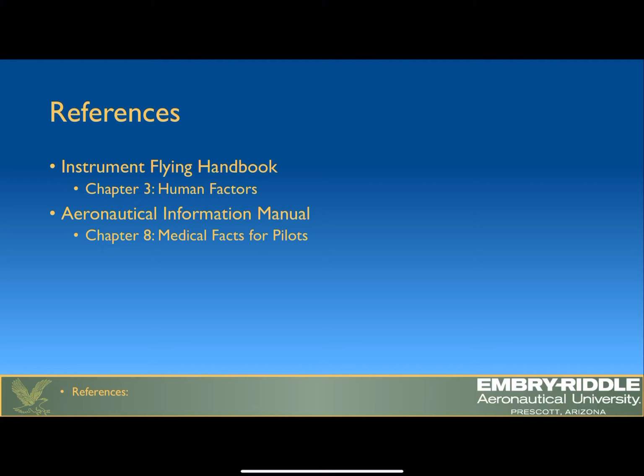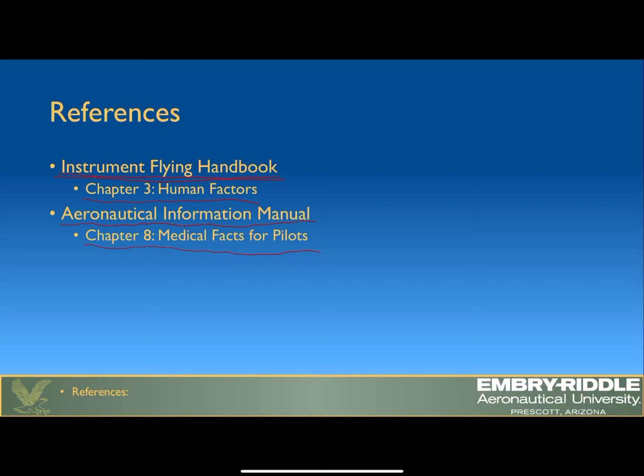References. So we are going to be in the Instrument Flying Handbook. We will reference this a lot. This is kind of the equivalent to the PHAK, if you guys remember from private pilot ground school. The Instrument Flying Handbook, or the IFH, is our equivalent. So that's what we will use a lot in this course. For this unit, we are in Chapter 3, Human Factors. And then also, we're going to be referencing the AIM, Aeronautical Information Manual, Chapter 8, Medical Factors for Pilots. I highly recommend, at this point, it's probably a good idea.